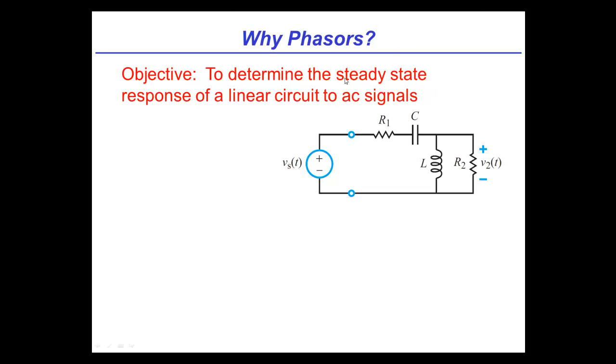The other thing is we're not solving for transients. We're only solving for what happens after a really long time. Makes sense. So we're limiting it to AC, and we're figuring out the steady state response to an AC signal. And of course, it's got to be linear.